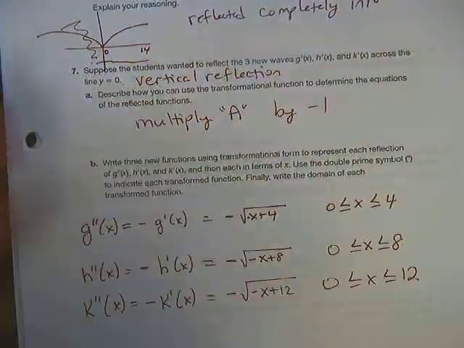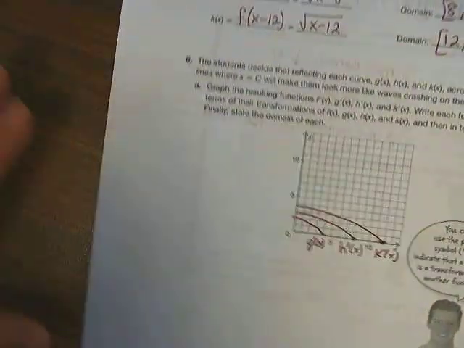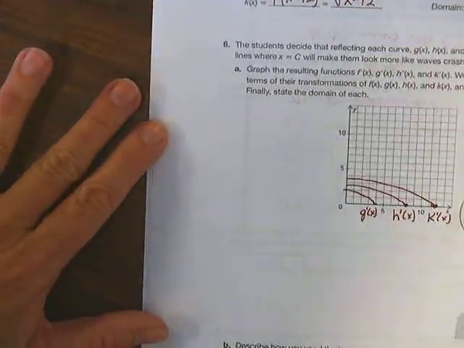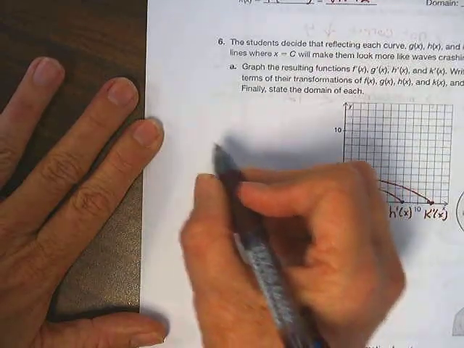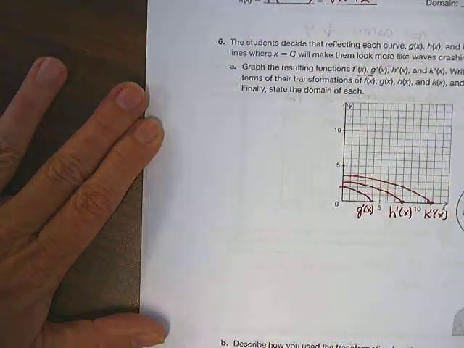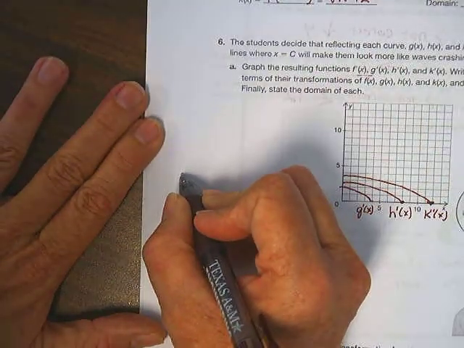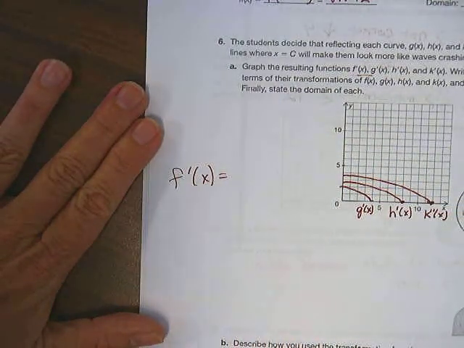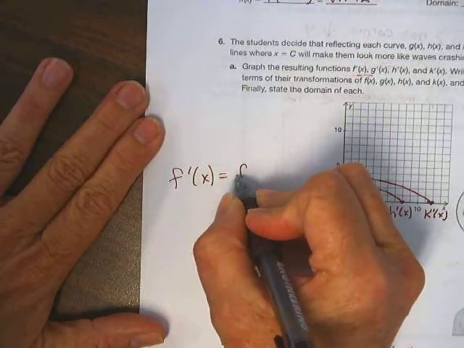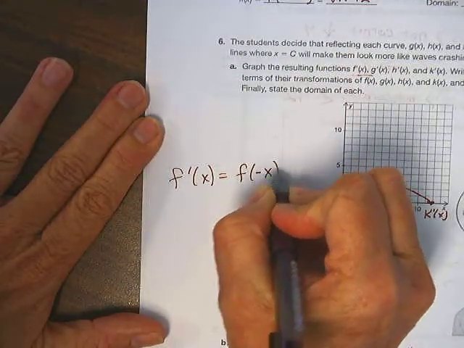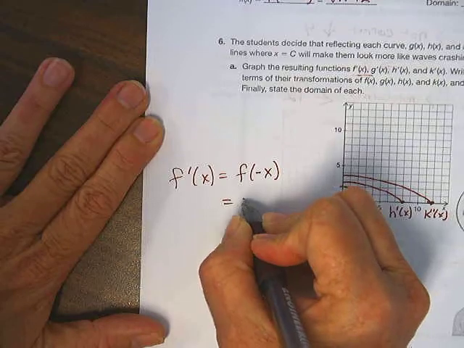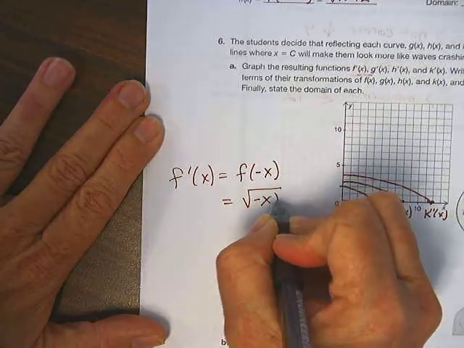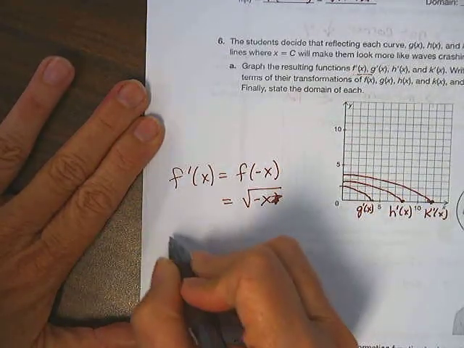Okay, very good. And actually, let's back up a second. I don't think I put this on here, but I didn't write down how we found f prime. So f prime of x, we said we had to change b to be negative. So this is equal to f of negative x, which is the square root of negative x. So you don't need that.